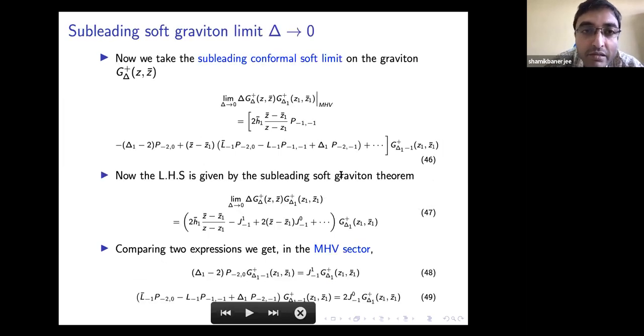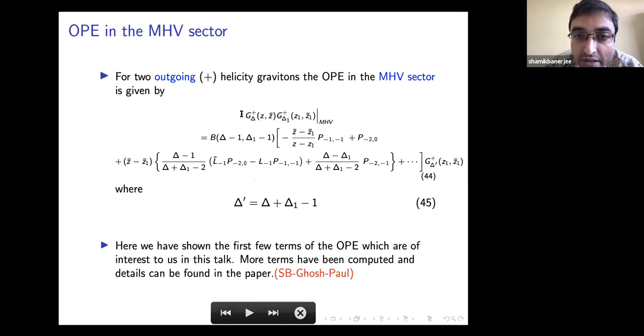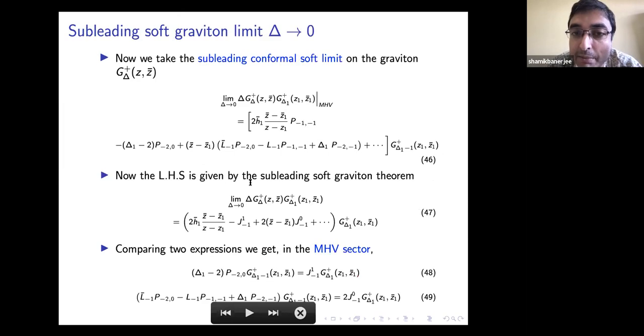So now what we do is that we have this G, we know what this G plus ZZ bar and G plus delta 1 Z1 bar are. So this G plus delta 1 Z1 bar could be one of the phi's which we had, like phi HH bar, ZZ bar. So one of those phi's is now this G plus delta 1 Z1 bar. Okay. And now we take the subleading conformal soft limit on this G plus delta ZZ bar, which you know has this form.